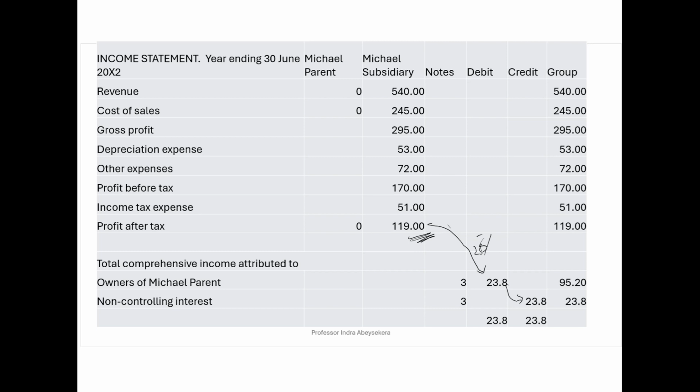So if you look at the comprehensive income attributed to owners of Michael parent. Now Michael parent has total ownership of the parent, Michael parent, and also 80% ownership of Michael subsidiary. And owners of Michael parent has 95.2 million, and the non-controlling interest, as Samuel in the subsidiary, has an interest of 23.8 million.